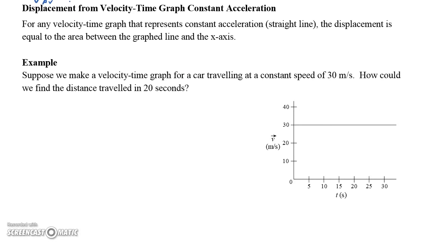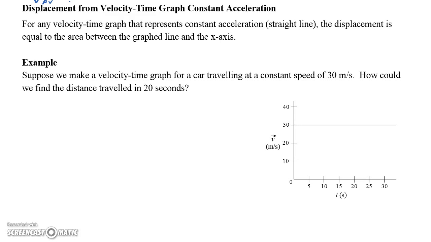So we say here, from a velocity time graph that represents constant acceleration, whether that's 0 or some number, the displacement is equal to the area between the graphed line and the x-axis. That might be a new idea, so let's actually take a visual look at what that is.